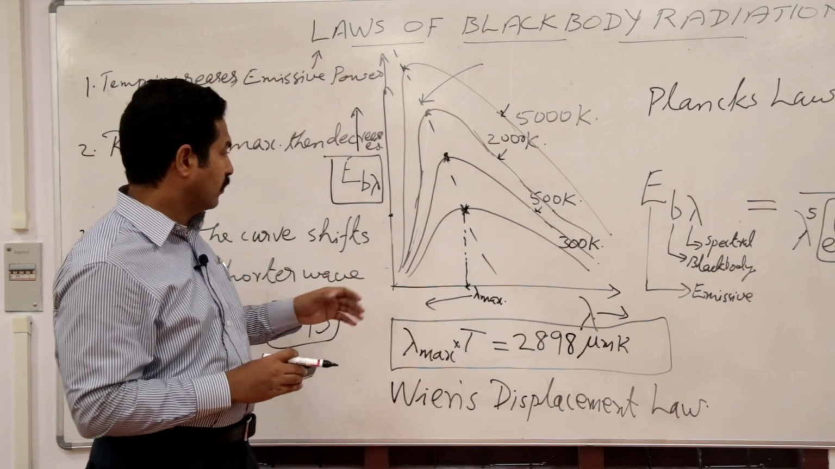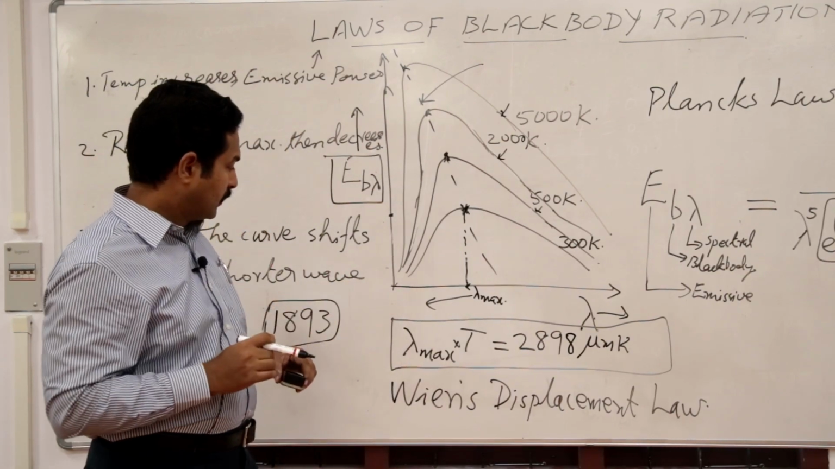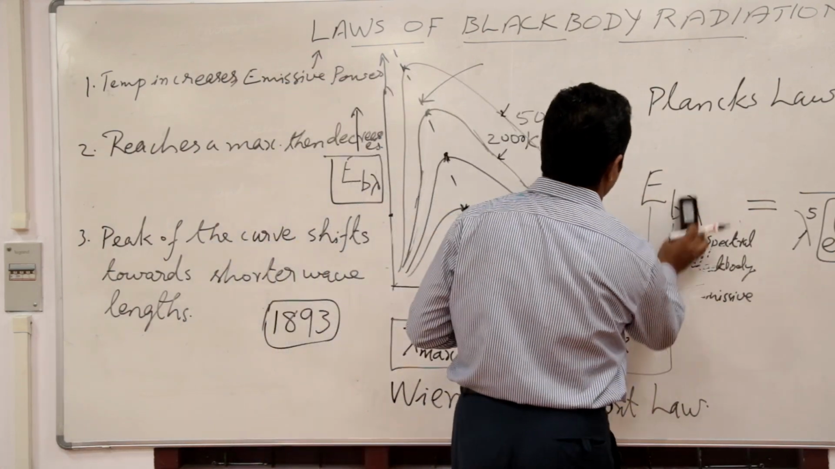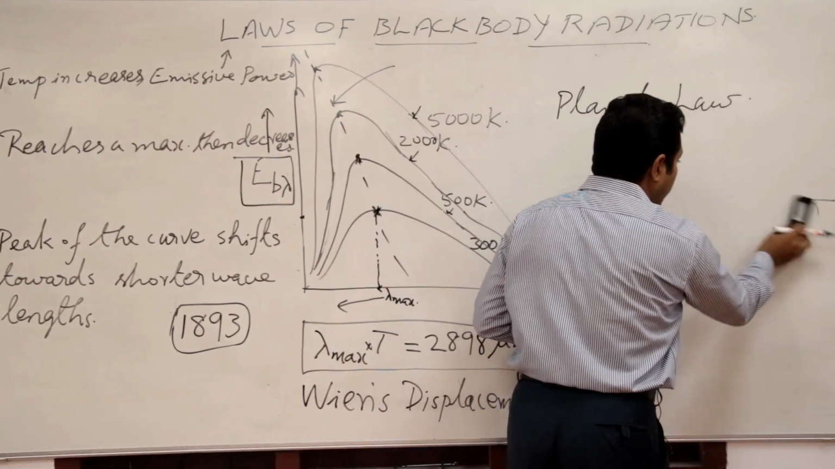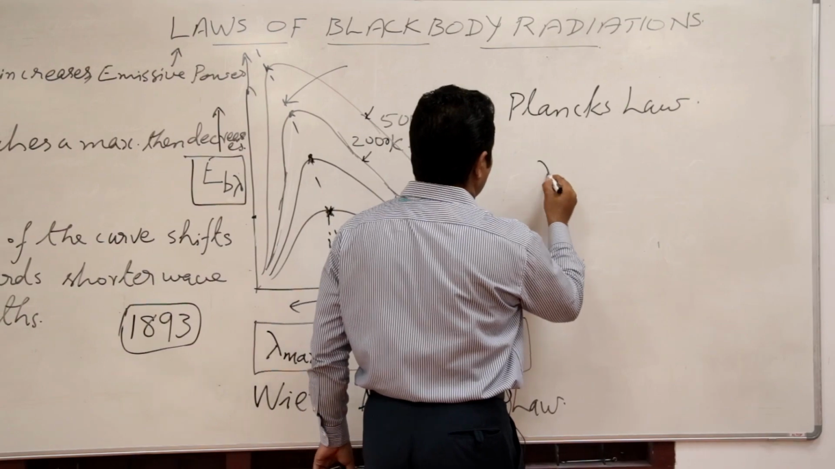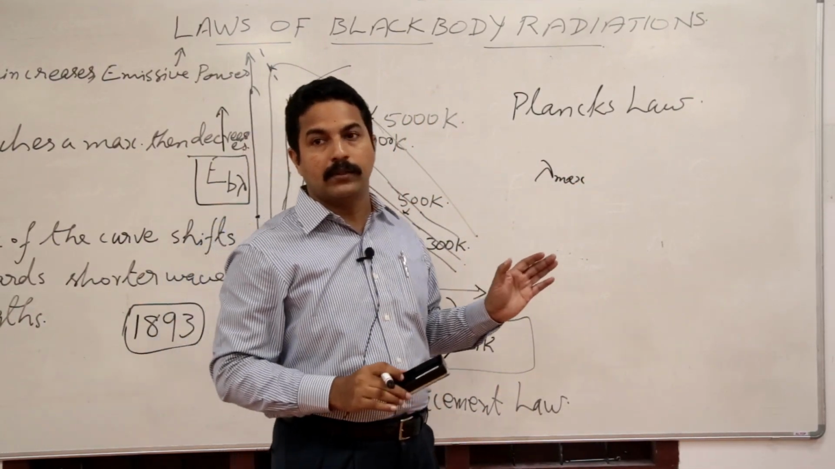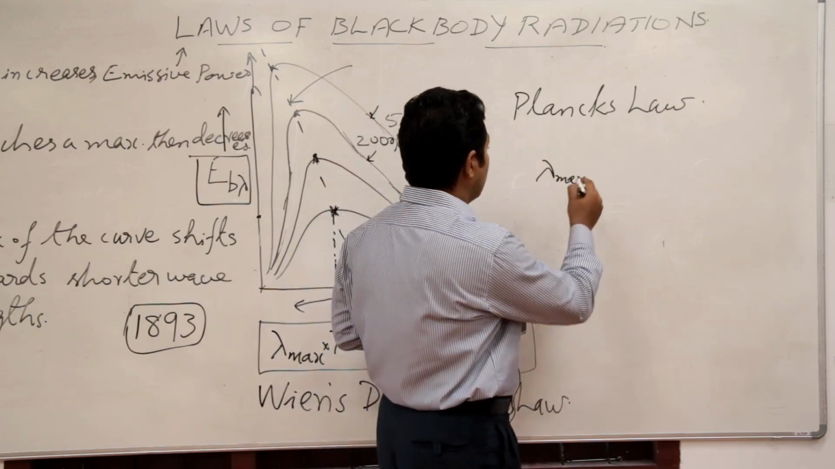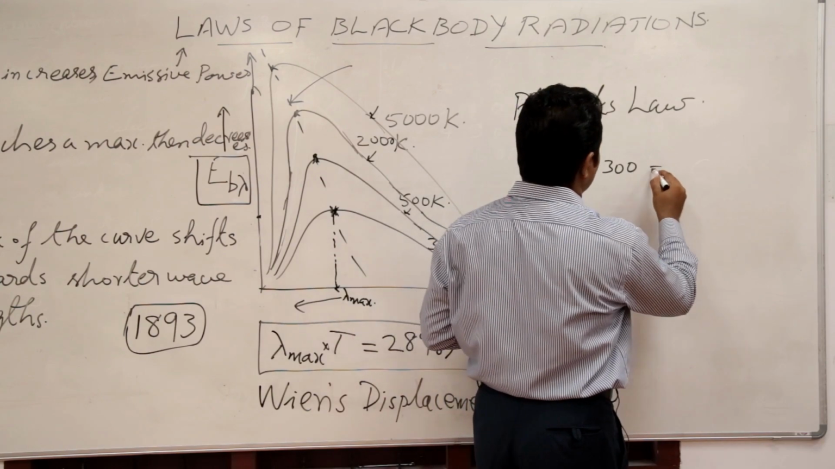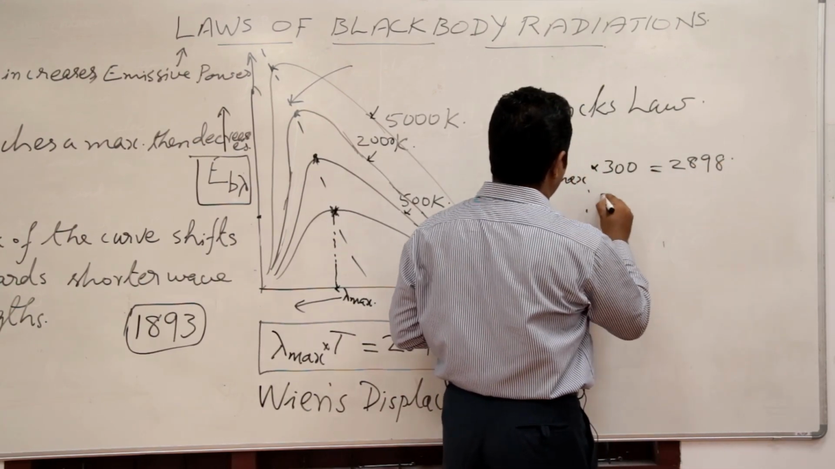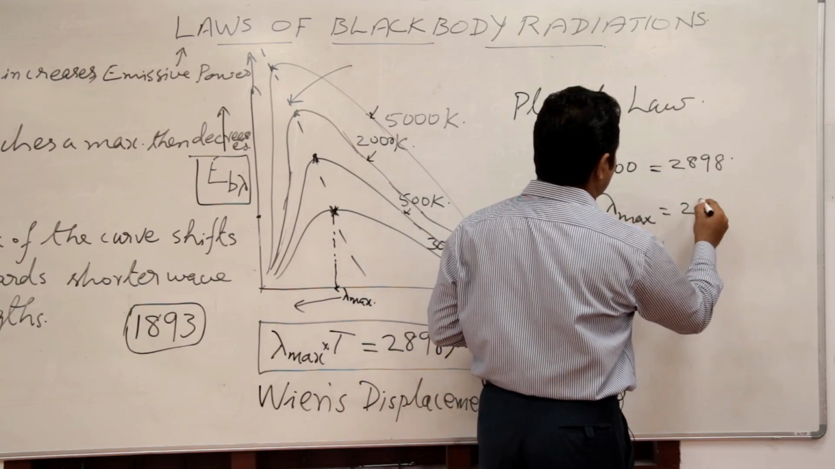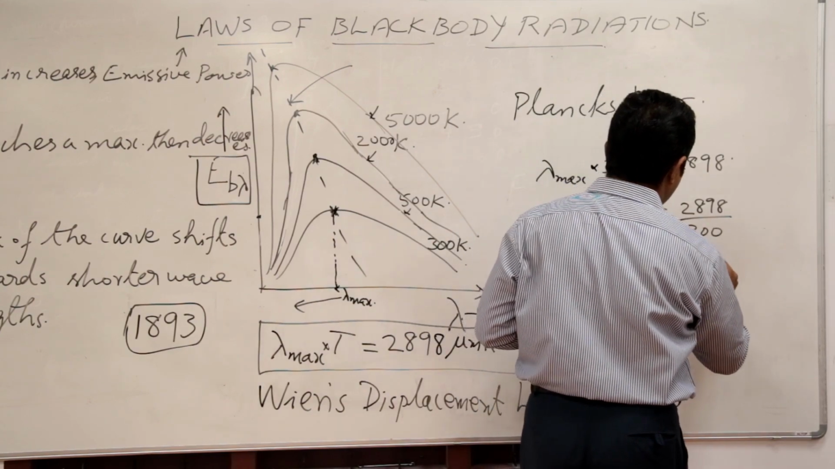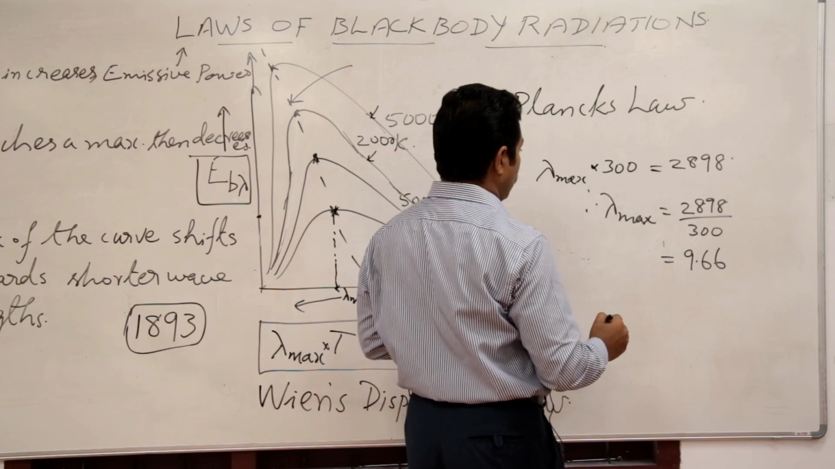Then some more insights on this particular Wien's displacement law. What is the significance? If I take room temperature as some 300 Kelvin, then lambda max, this is not the maximum value of wavelength, it is the value of wavelength at which emissive power is maximum. Lambda max into T, with T as 300 Kelvin, is equal to 2898. Then lambda max is nothing but 2898 by 300, which will be roughly 9.66 microns.